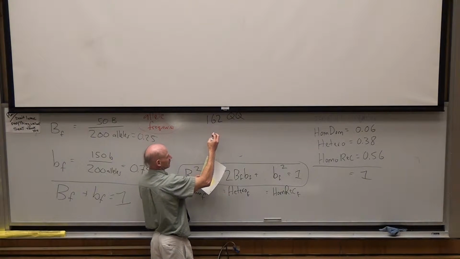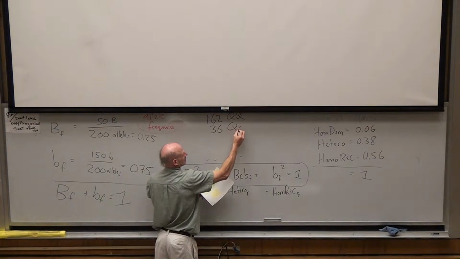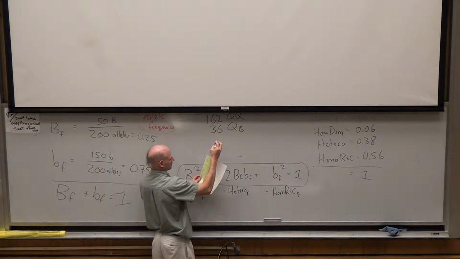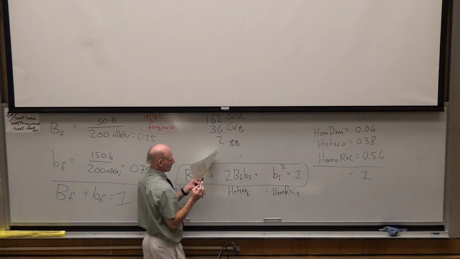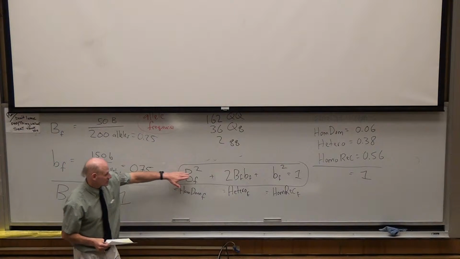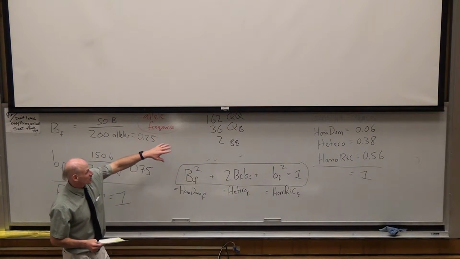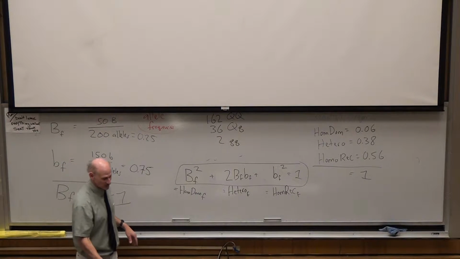Big Q individuals, 36 big Q, little q individuals, and 2 little q individuals. Now you don't have to use this equation right here, but just on these numbers, see if you can figure out the allele frequencies and the genotype frequencies.